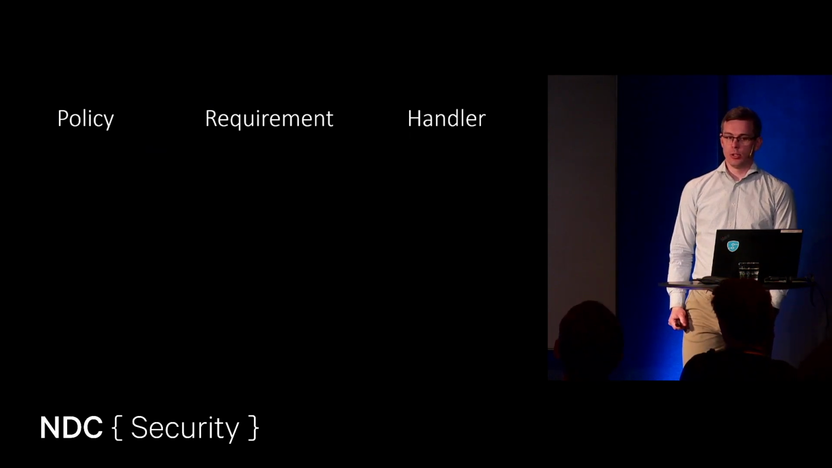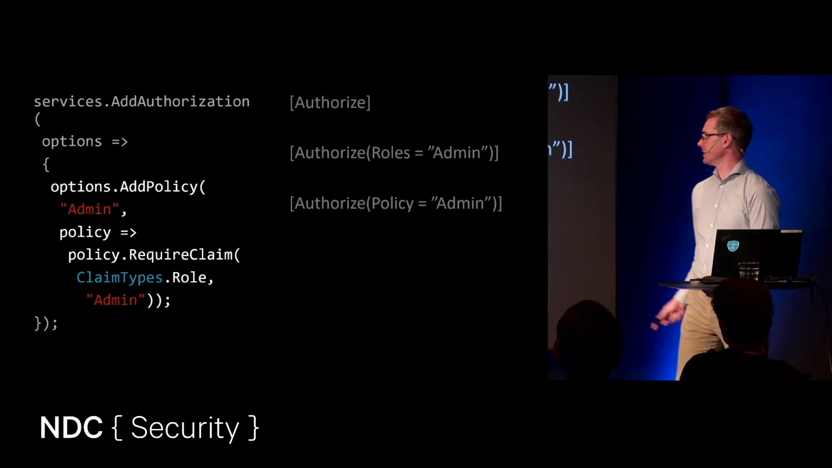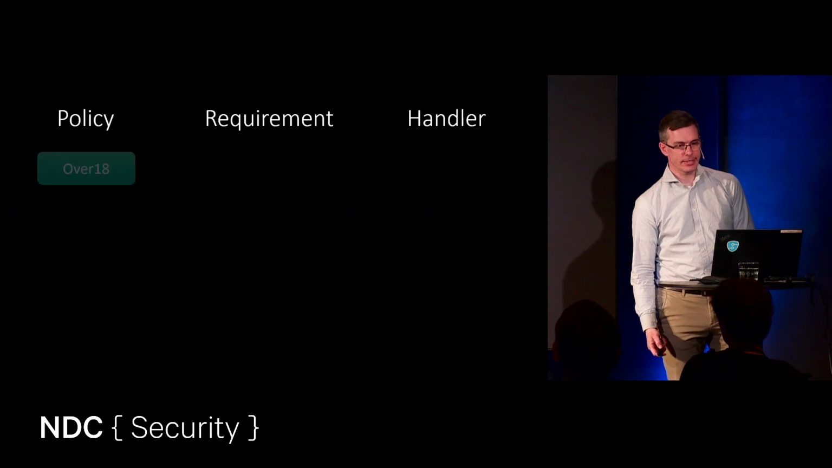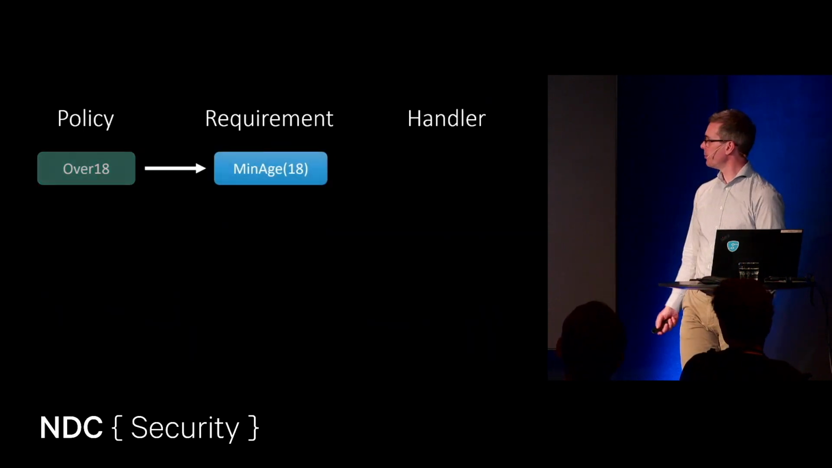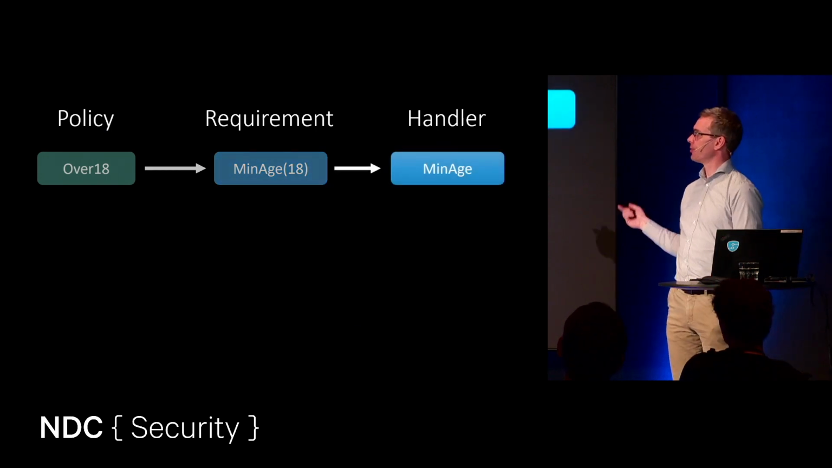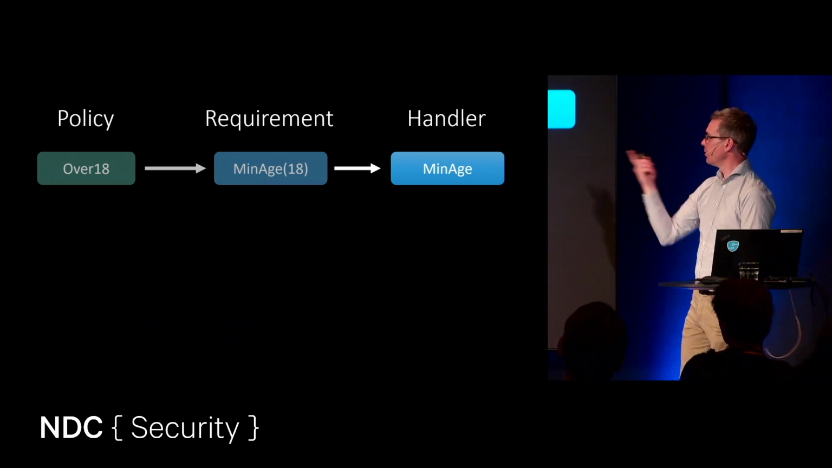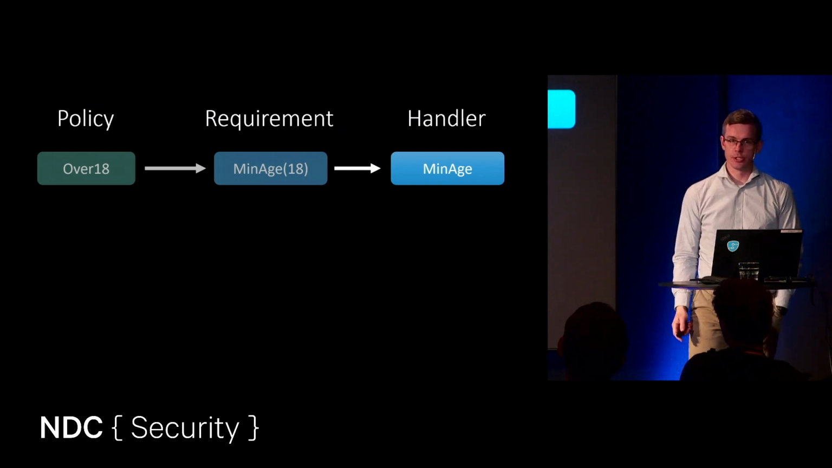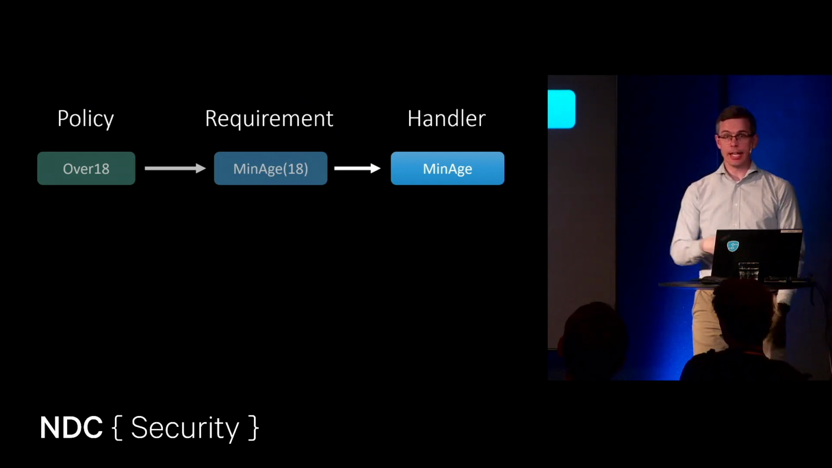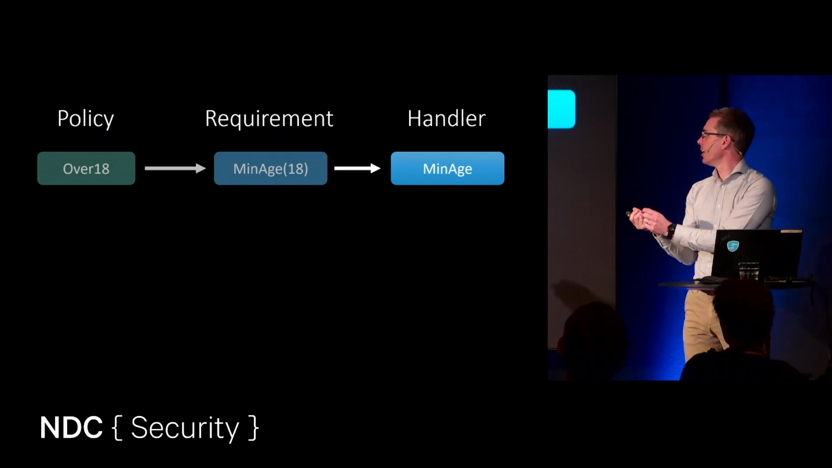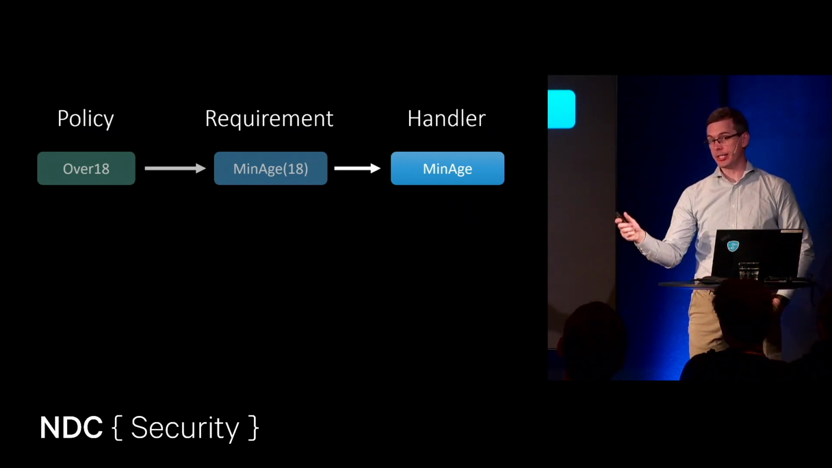Policies are really powerful. This is a simple way to just inline define a policy, but there is a more powerful way where we have a policy that is represented by requirements. Requirements are objects carrying parameters, and then we have handlers that verify requirements. In this example, we could have a generic minimum age handler that can validate any age, and the over 18 policy puts in the requirement with a parameter of 18.